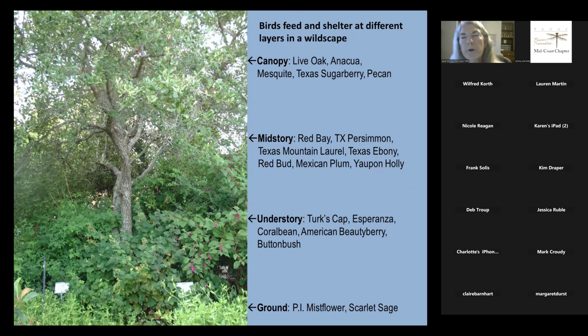As I was telling you before on the picture about Mission Valley, here is an example of those 4 layers of the ecosystem. We have the canopy layer, which has our big, tall trees, with examples being live oak, anaqua, mesquite, the Texas sugarberry or hackberry, pecan. There's many, many more.